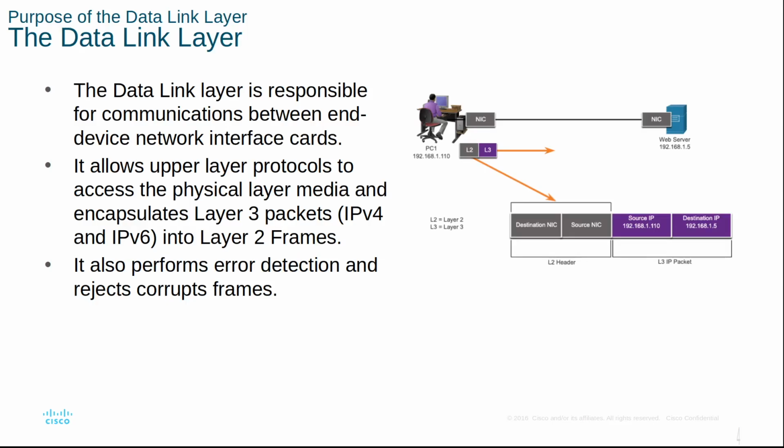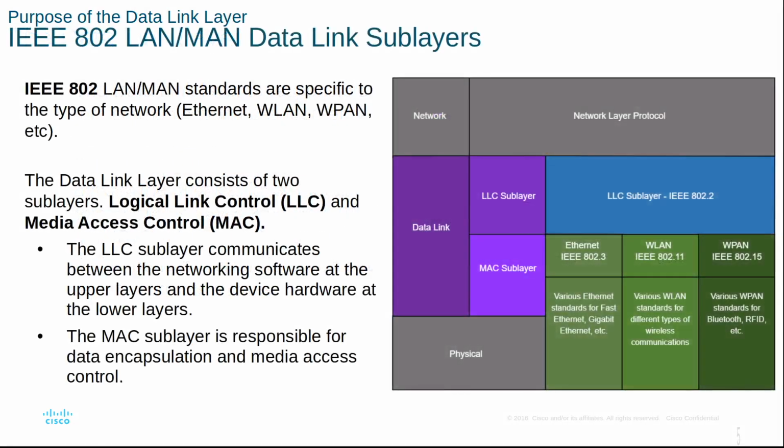So you see we've got our layer 3 packet. It's encapsulated within a layer 2 frame. There's a variety of standards that we use at the data link layer, and they're specific to the type of network that you're using. Ethernet, wireless LAN, wireless personal area network, etc., right?